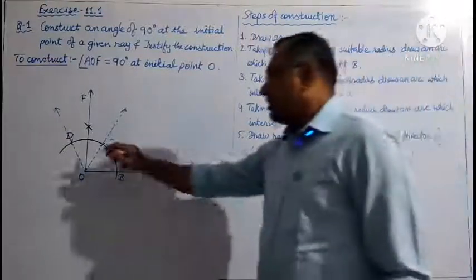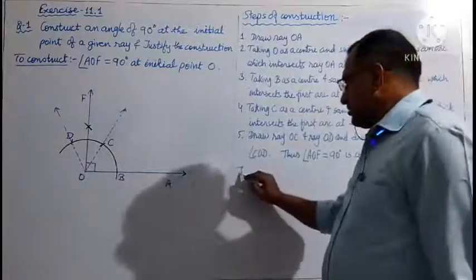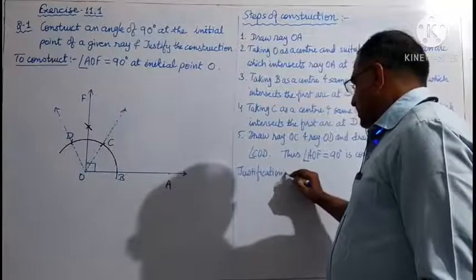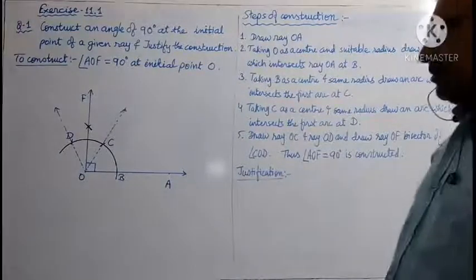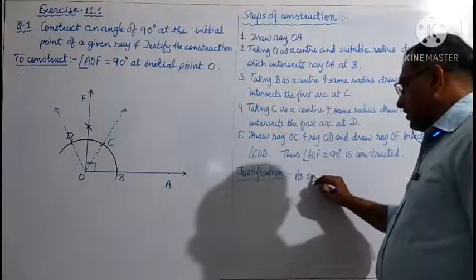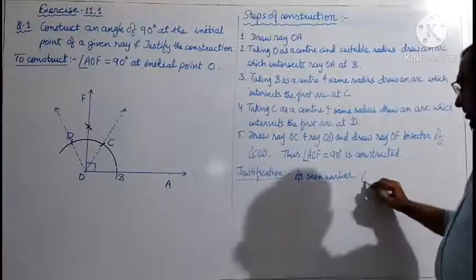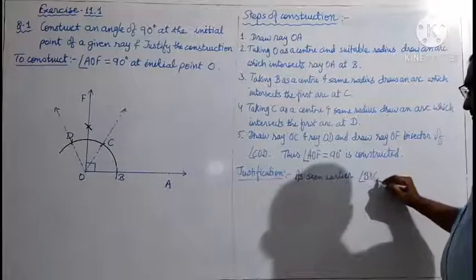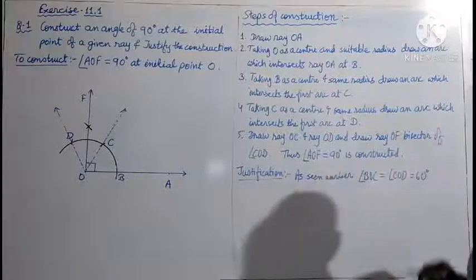So how can you say this angle constructed is 90 degree? So justification. Let us go for justification. Here first of all, we have done angle BOC as seen earlier in previous question. Angle BOC is equal to angle COD, and that is 60 degree.